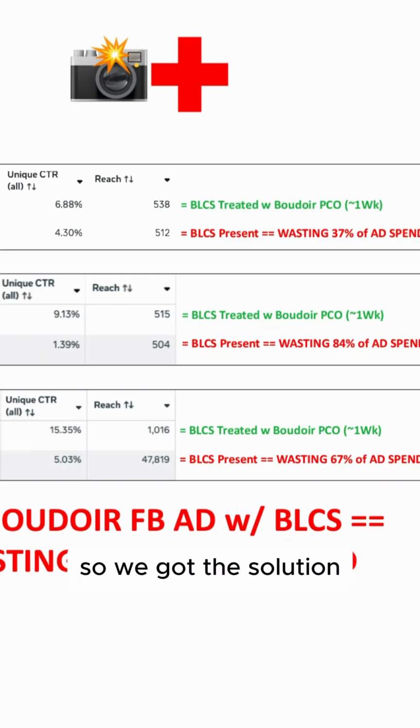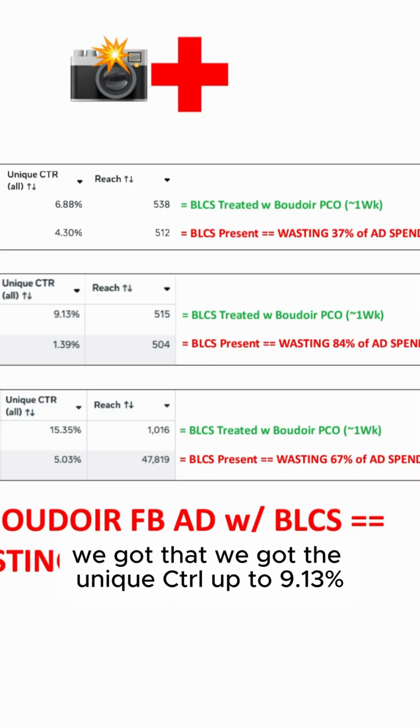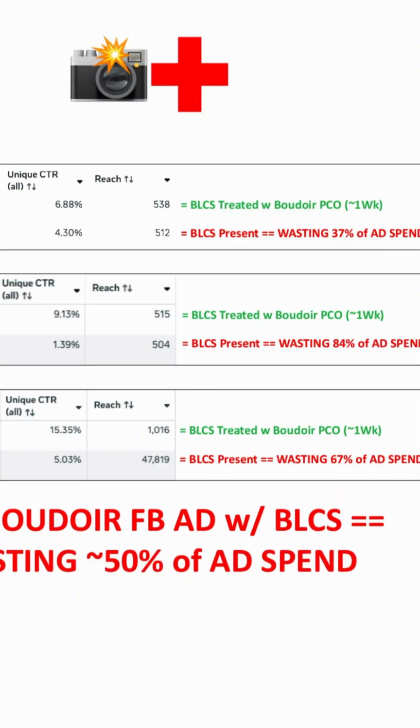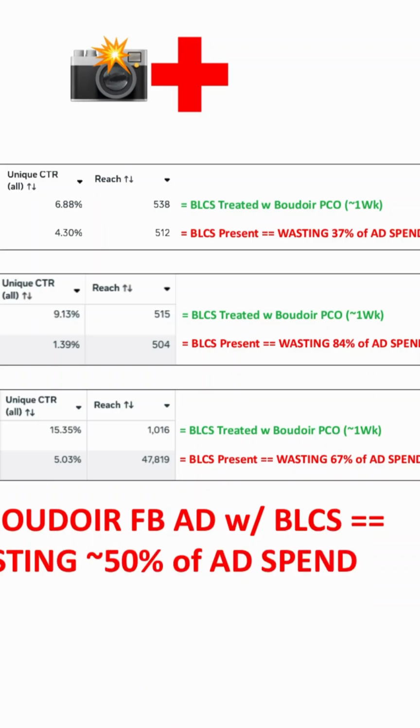So we got the solution now. We treated with Boudoir Pico. It takes about a week. We got the unique CTR up to 9.13%. And so we found out the original Boudoir Facebook ad is wasting 84% of its ad spend.